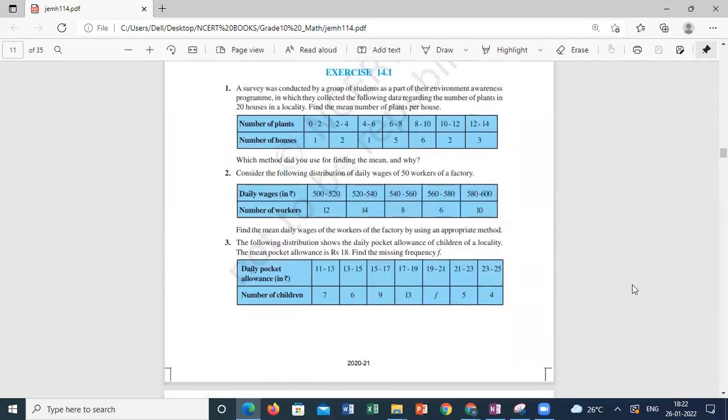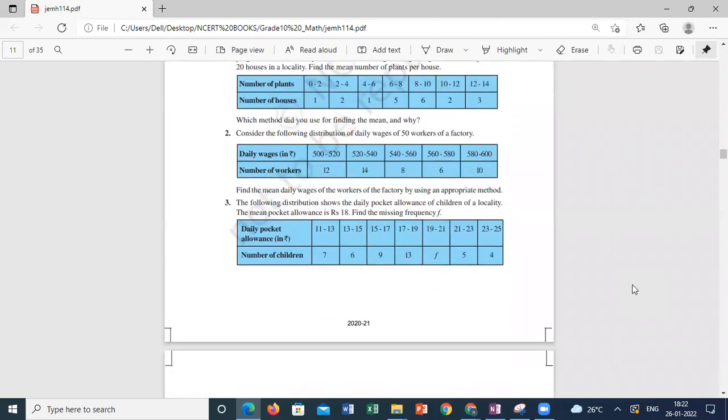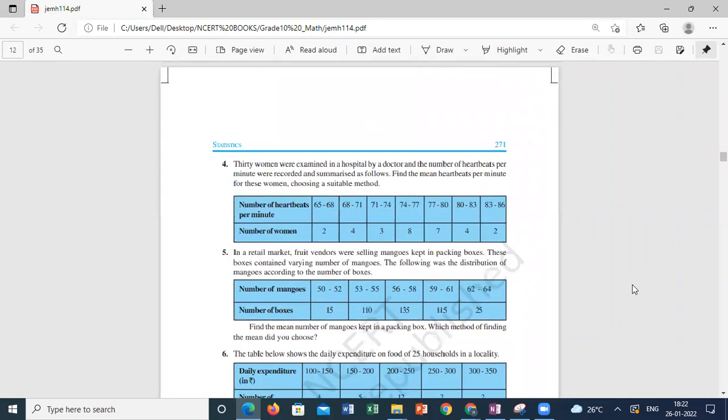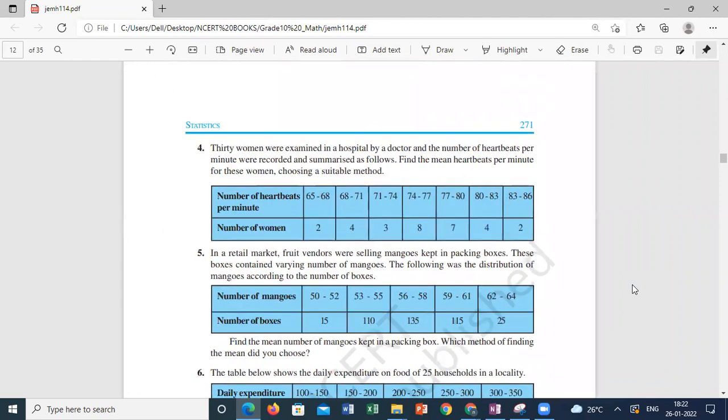Yesterday we completed the first 3 questions in the last class. Yeah, 3 questions we did. These questions we will try using the assumed mean method.